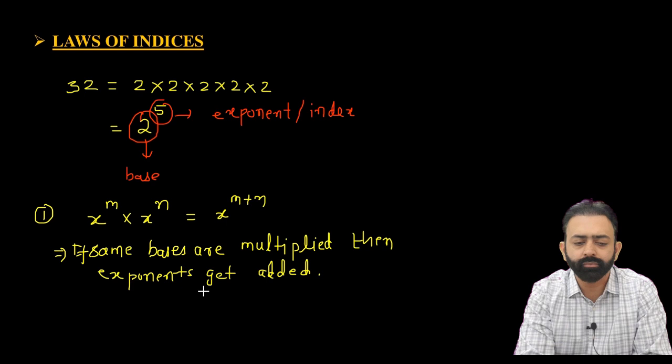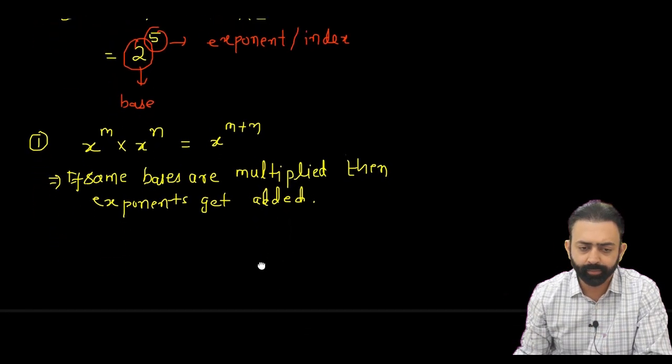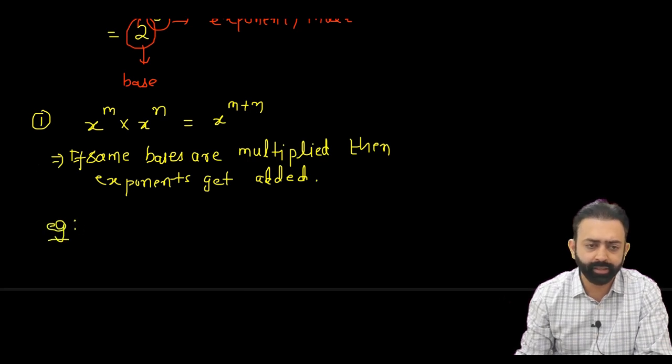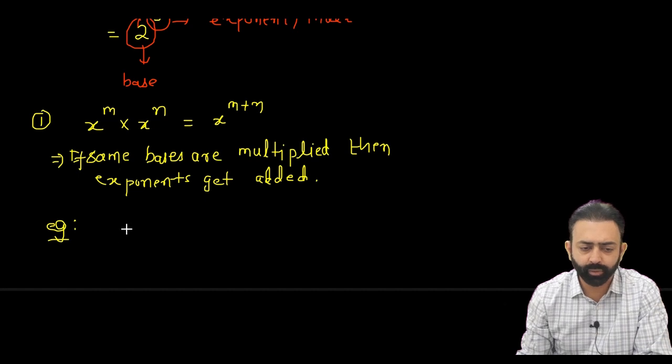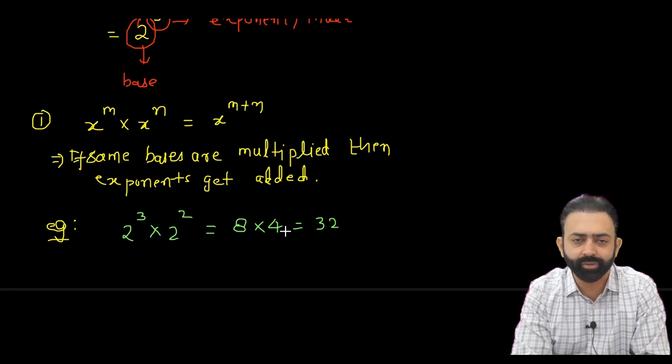Now how can we verify this? You just take any example. Let us say we have 2 raised to power 3 multiplied by 2 raised to power 2. Without applying the law, if we need to calculate this value, what is 2 raised to power 3? This is 8, and 2 square is 4. So the left hand side is giving me the answer as 32.